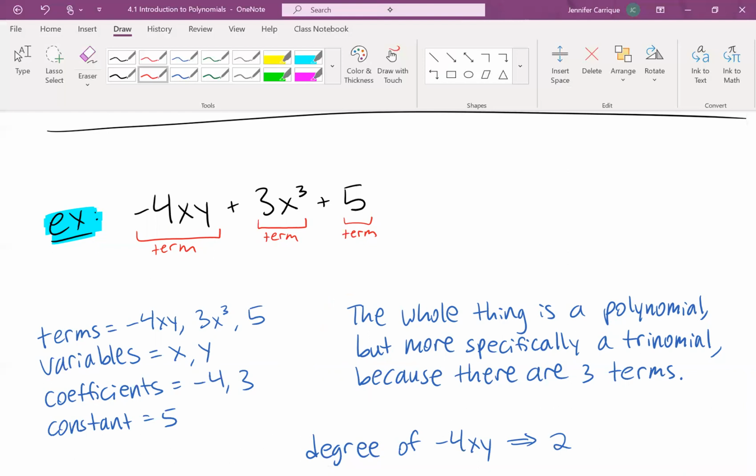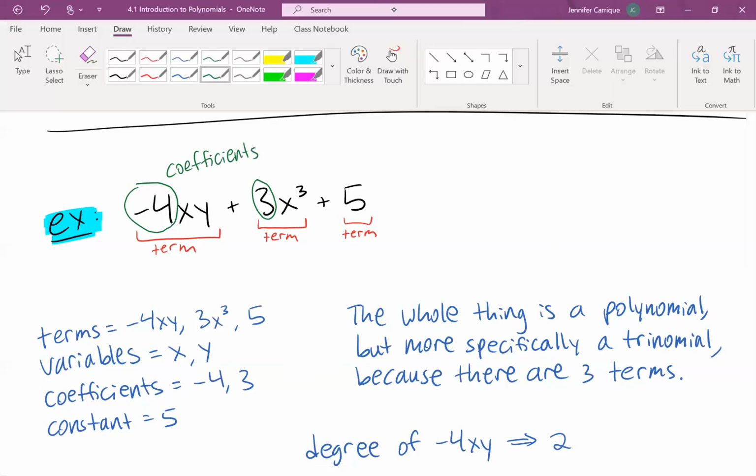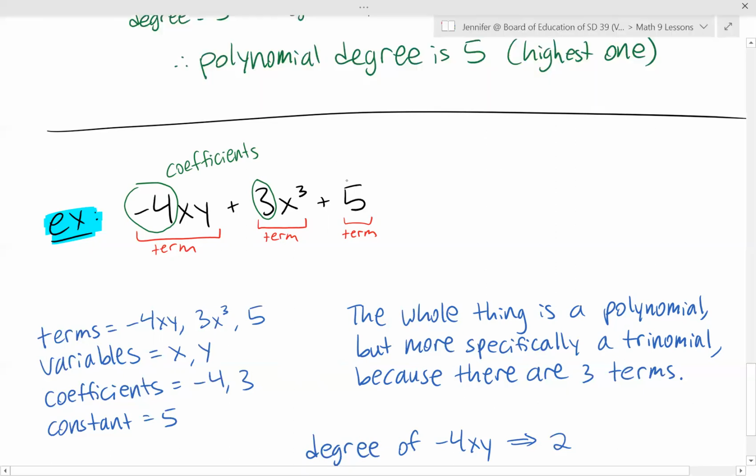Let's use a different color. X and Y are the variables here. So I don't think I'll label that actually. I just have it written here. But the variables are X and Y. The coefficients are the numbers in front of the variables. So -4 and 3, those are our coefficients. Because these are the numbers in front of the variable. And this is different from 5 because 5 here is a constant because there's no variable associated with the 5. It's all on its own.